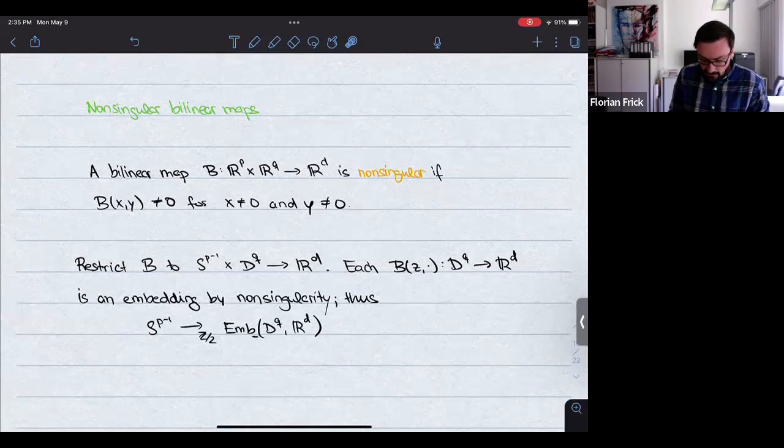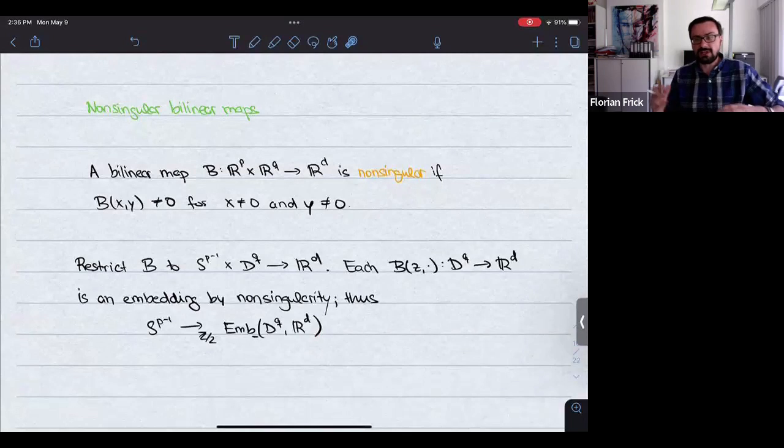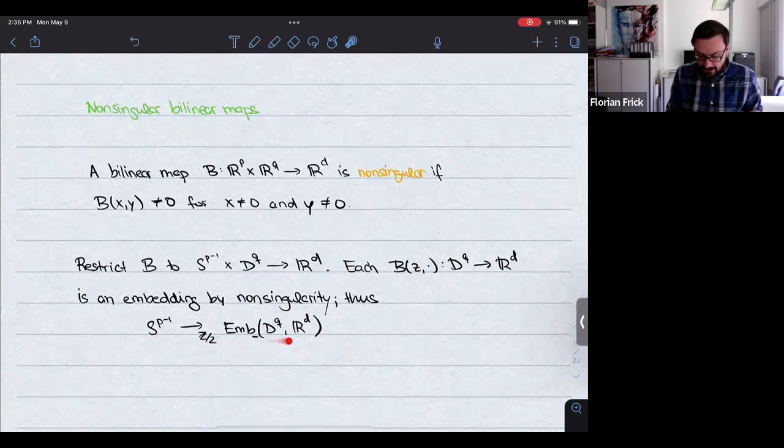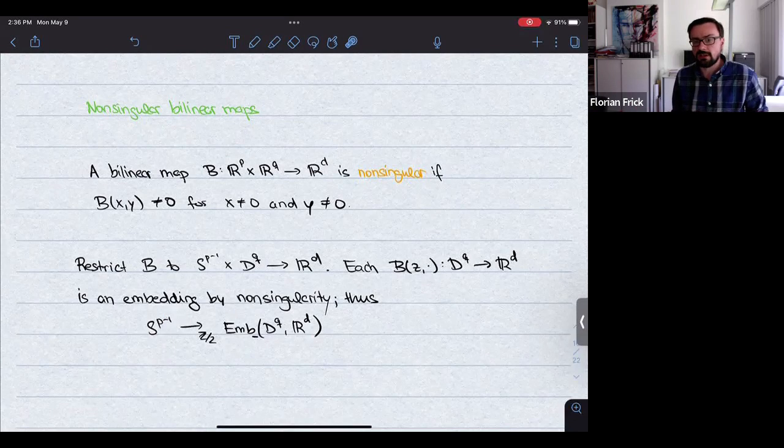Now, if you take a non-singular bilinear map and you restrict it to the unit sphere in one coordinate and the unit ball in another coordinate, then at each point in the sphere, this map is an embedding. It's a linear embedding by non-singularity. Thus, again, currying, uncurrying, whatever, gives you a Z mod 2 map from S^(p-1) into the space of embeddings. So saying there is a non-singular bilinear map implies that the coindex of this space is at least p minus 1. We don't know when non-singular bilinear maps exist. We cannot classify the triples p, q, and d where these exist.